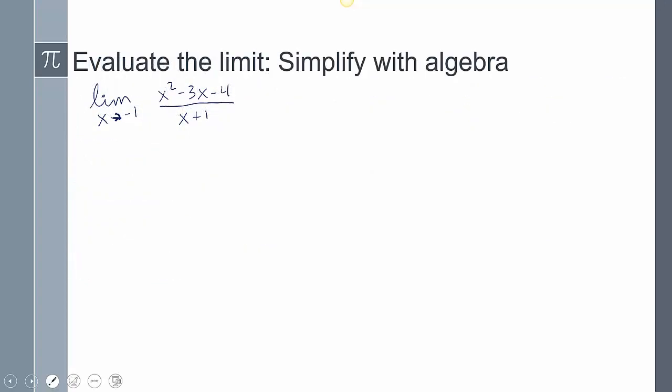In this first instance, it says simplify this with algebra. So we're going to evaluate this limit, and we're going to have to use algebra to simplify this. How do I know I'm going to have to use algebra to simplify it? Well, let's plug it in. If I take this -1 and plug it in for x in all of these instances, I get 0 over 0. That's the indeterminate case. What that tells me, the mathematician, is now I have to use algebra to simplify this function further before I start evaluating.